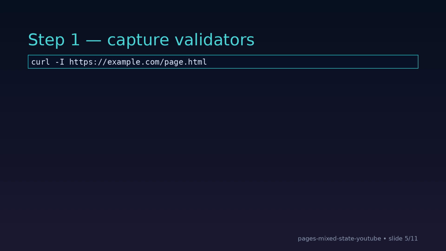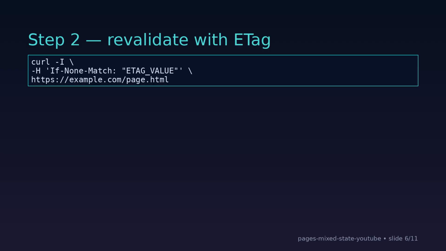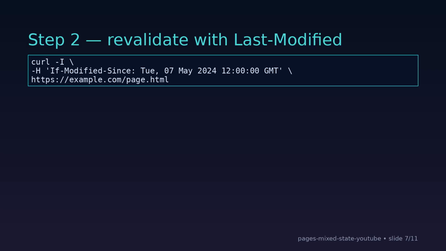What does a 304 prove? Relative to the validator you sent, the server says unchanged. What does it not prove? It does not prove every CDN edge has the same version. It does not prove your deploy fully propagated. And it does not prove other URLs or cache keys are not serving something different.